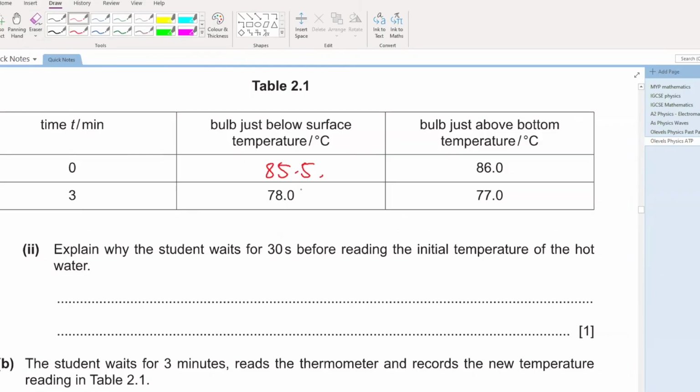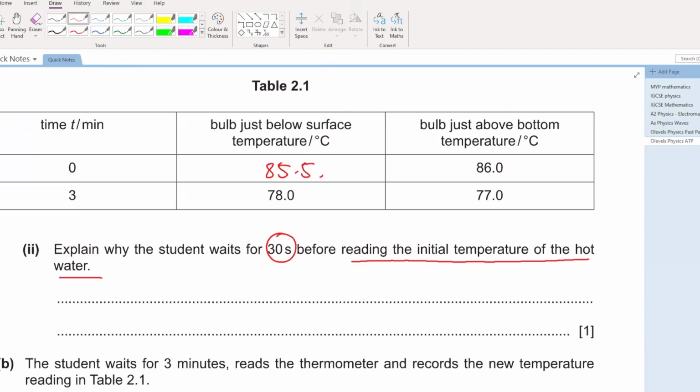Explain why the student waits for 30 seconds before reading the initial temperature of hot water. Why? Because the student wanted the thermometer to reach the temperature of the hot water.